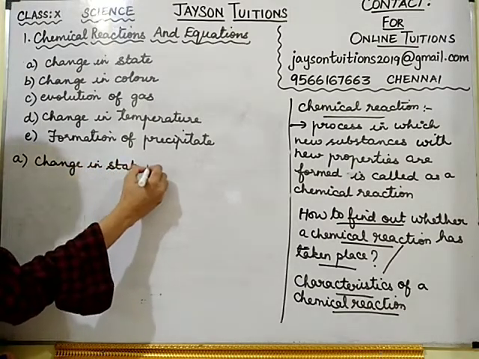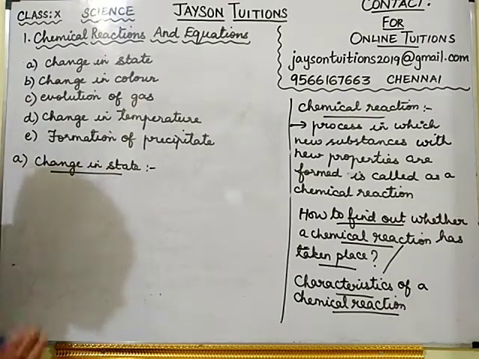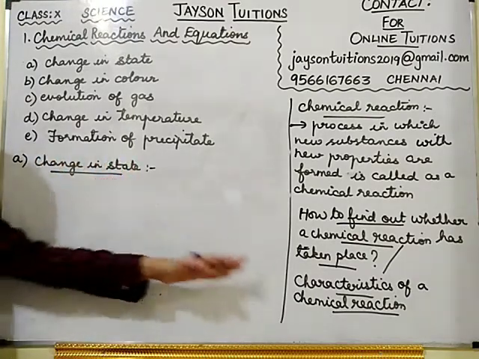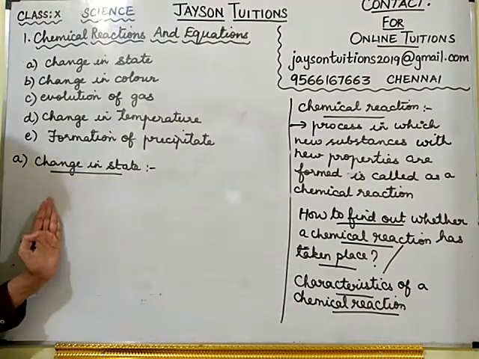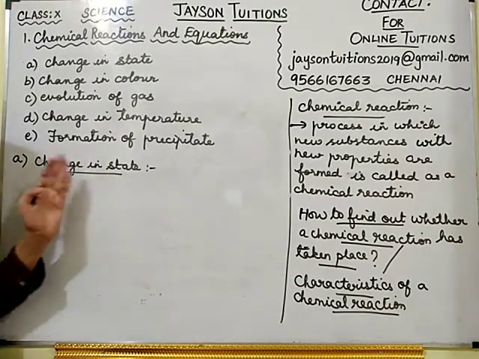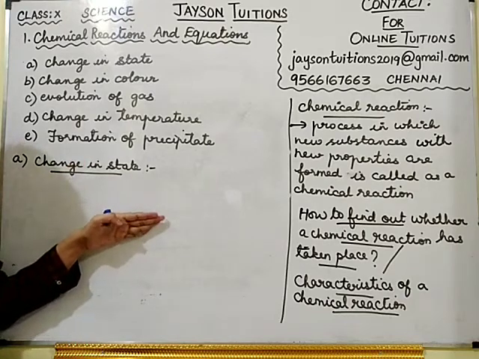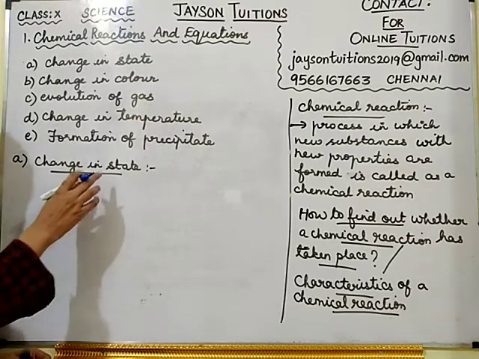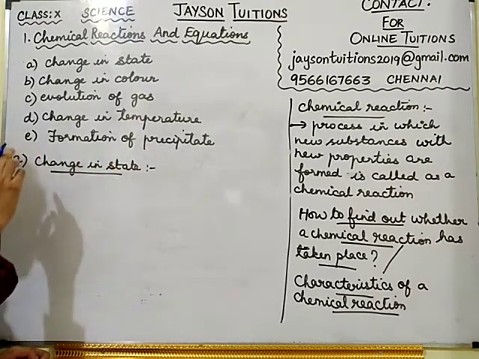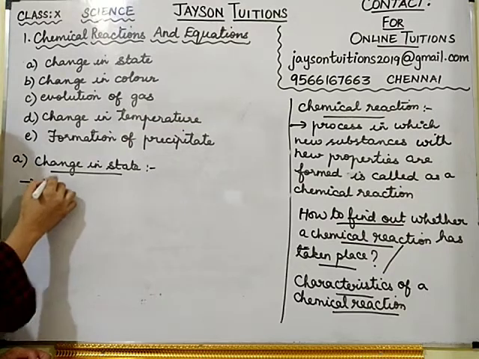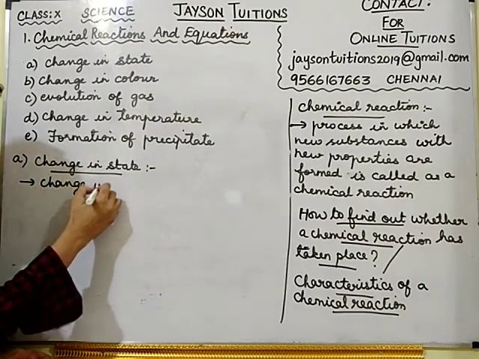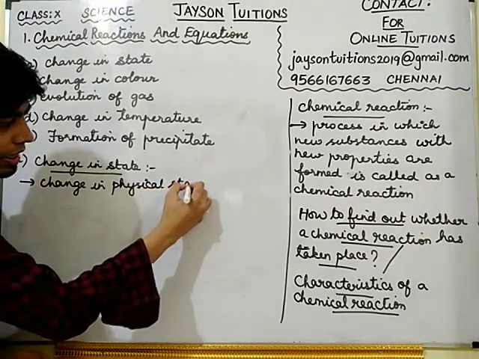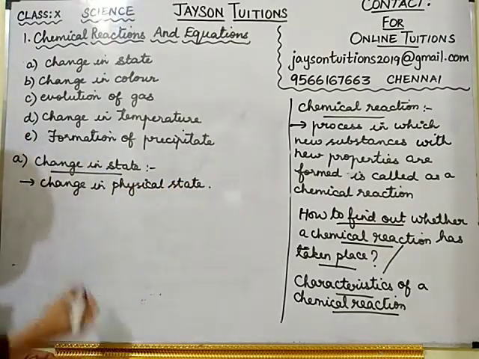Change in state. State means what? There are three states of matter: solid, liquid and gas. So when the reaction is taking place, a solid can change into liquid, or a liquid can change into gas, or a solid can change into gas. Okay. So the change in physical state will take place during the reaction. So change in state means what? Change in physical state takes place during the reaction.